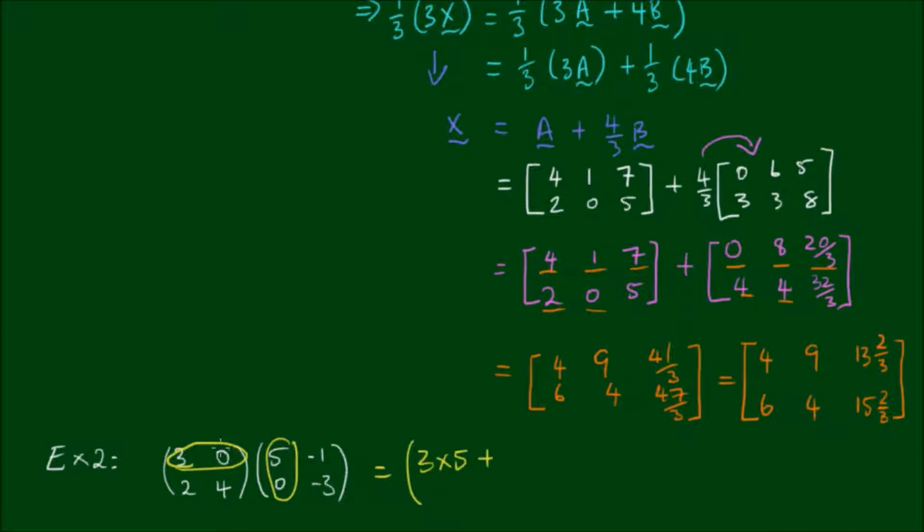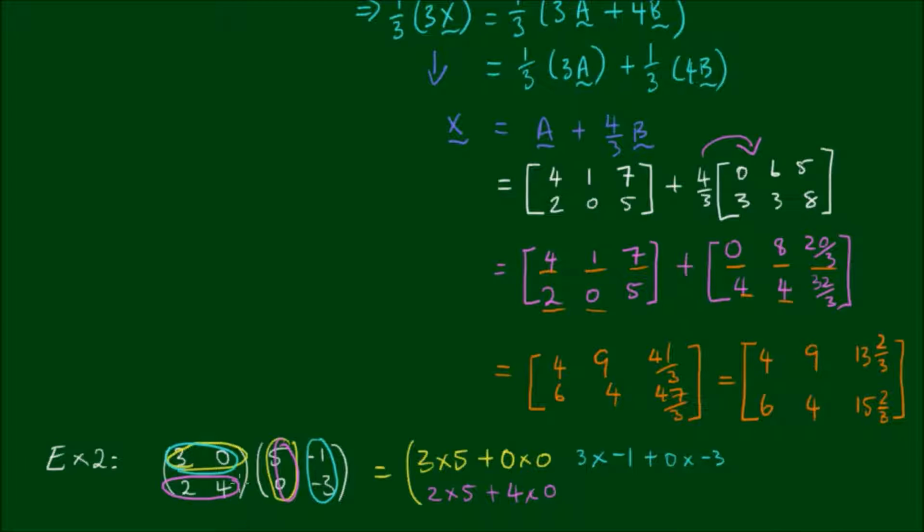plus 0 times 0. So the next element is the dot product of the top row of the first matrix and the second column of the second matrix. So we have 3 times -1 plus 0 times -3. So for the second row we have the product of the second row of the first matrix and the first column of the second matrix. So 2 times 5 plus 4 times 0.